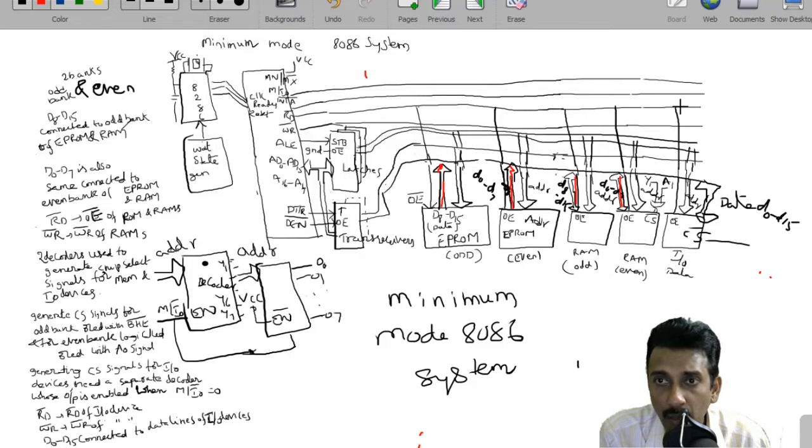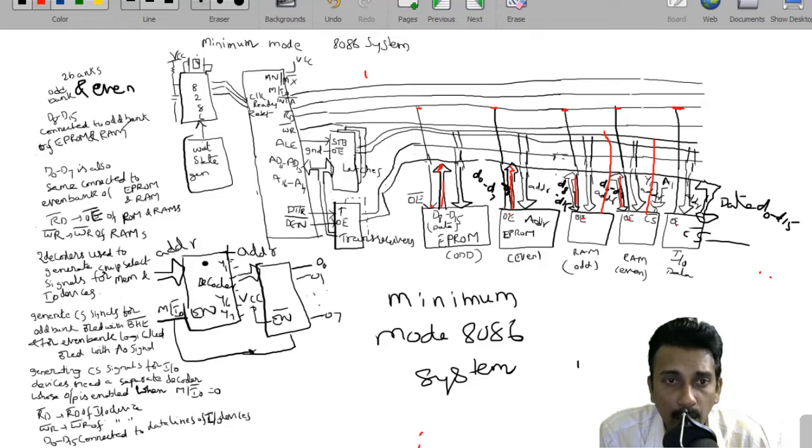This OE bar is connected to the RD bar, and the WR bar is connected to the WR bar of the RAM. So only the RAM has a WR bar, and that WR bar is connected to the RAM devices. Two decoders are used to generate the chip select signals for memory and IO devices.